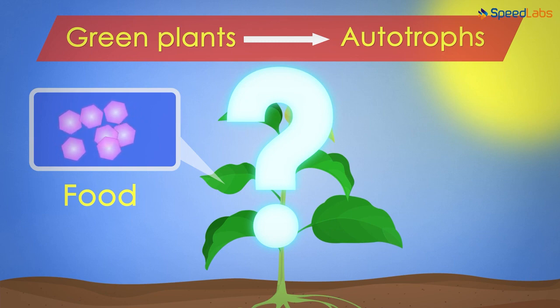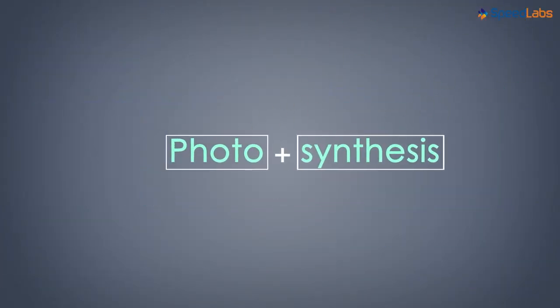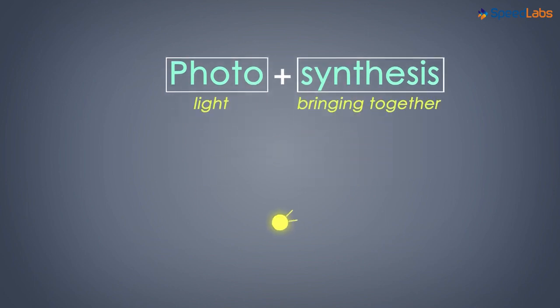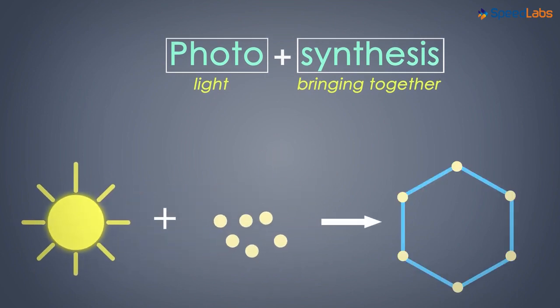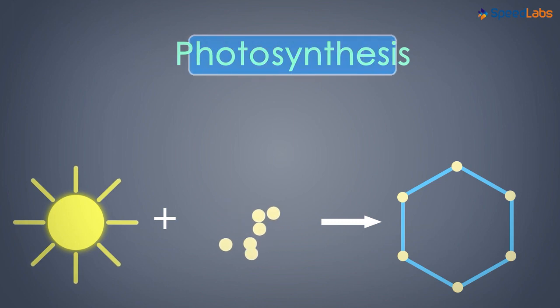To understand this process further, let's split the word photosynthesis into two parts. We get photo, meaning light, and synthesis, that means bringing together, which implies a process that depends on light for the synthesis of compounds. This is the reason why photosynthesis is a light-dependent process.